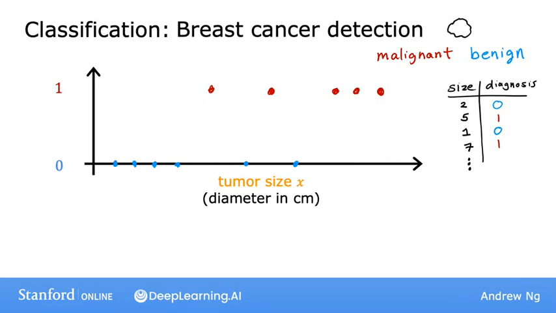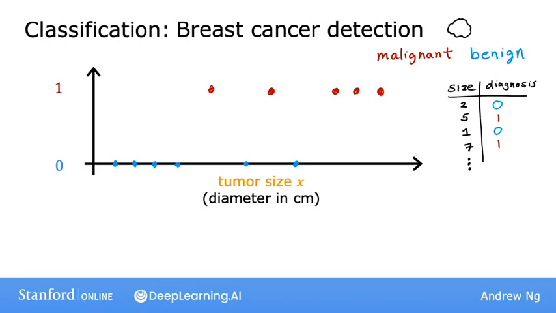One reason that this is different from regression is that we're trying to predict only a small number of possible outputs or categories. In this case, two possible outputs, 0 or 1, benign or malignant. This is different from regression, which tries to predict any number out of infinitely many possible numbers. And so the fact that there are only two possible outputs is what makes this classification.